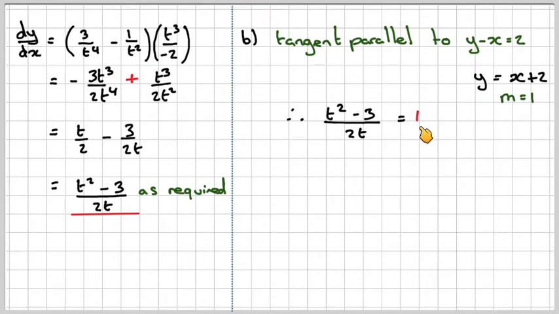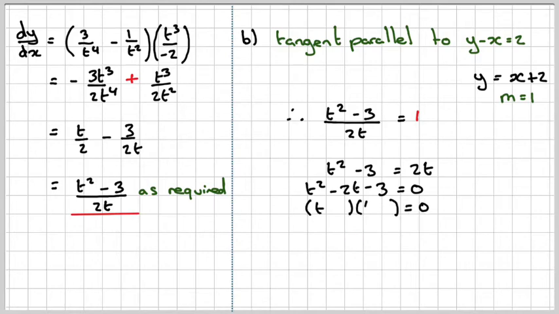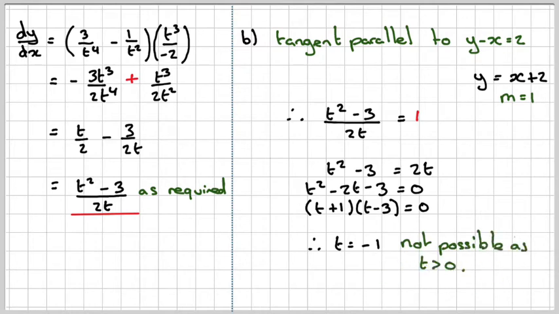So solving this, we're going to get t squared minus 3 is equal to 2t. t squared minus 2t minus 3 is equal to 0. This is an easy quadratic. It's t plus 1 and t minus 3. Then t is equal to minus 1, that's not possible because t had to be greater than 0 as stated in the question, so some sort of acknowledgement of that looks good. Or t is equal to 3.